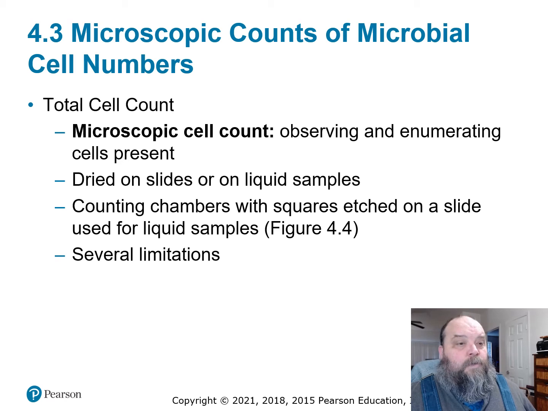Chapter 4, Section 3, Microscopic Counts of Microbial Cell Numbers. I'm talking about this because it's in the chapter, but I did this when I was an undergrad and I thought it was the dumbest thing ever, and I have never done it since. This is what they refer to as direct total cell counts using a microscope.